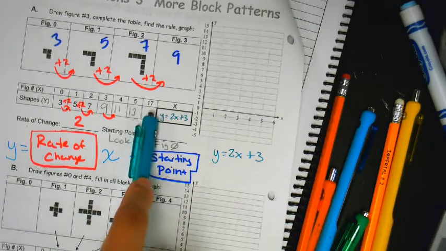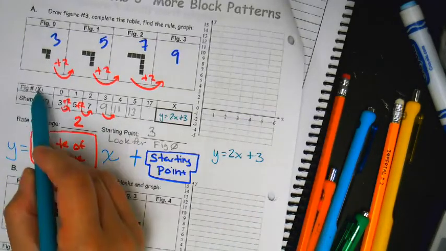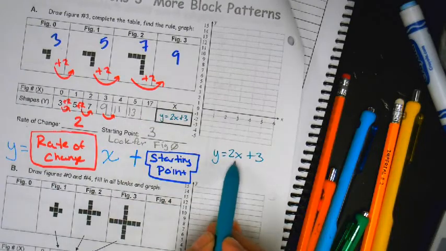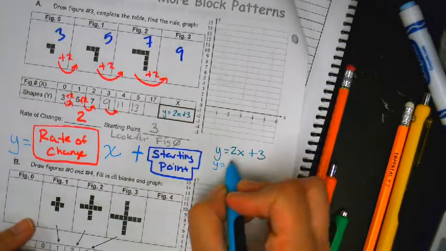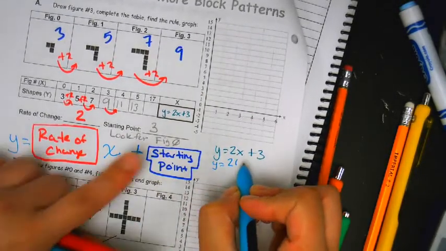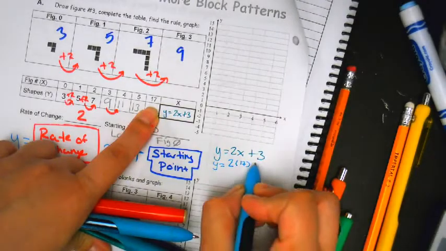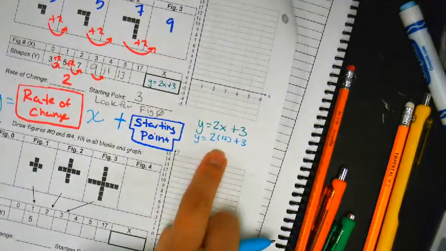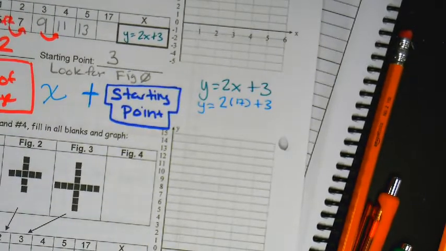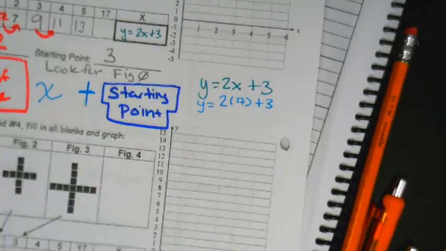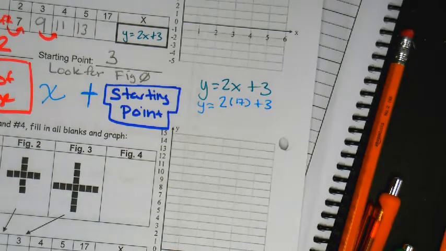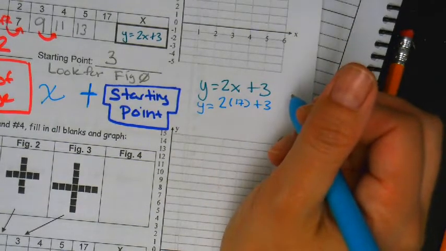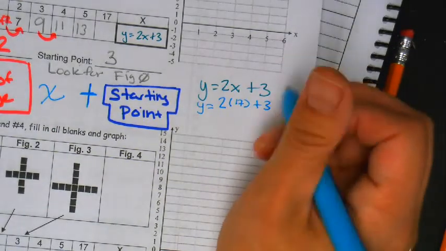Now, using your equation, you're going to solve for 17. Well, 17 is figure number, which represents your x. So 17, you're going to plug in to where the x is. So I'm going to go, okay, I want to know what y equals. I know it's 2 times what number? 17 plus 3. So you use your equation to substitute for 17. So 2 times 17 plus 3 is equal to? 34. What is it? Thank you.